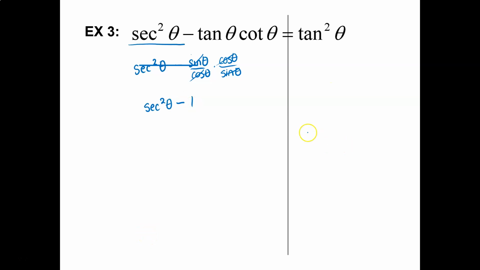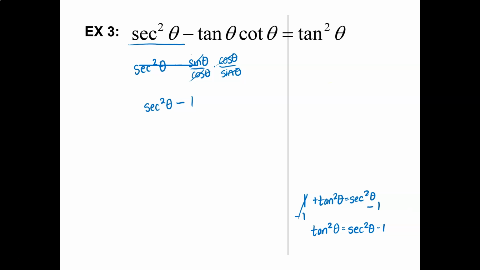And so Zach was telling me that looks like one of the identities. So the identity is 1 plus tangent squared theta equals secant squared theta? That's the one that we have, right? Well, we can do the same thing here that we did with our other identity. We can rearrange it.